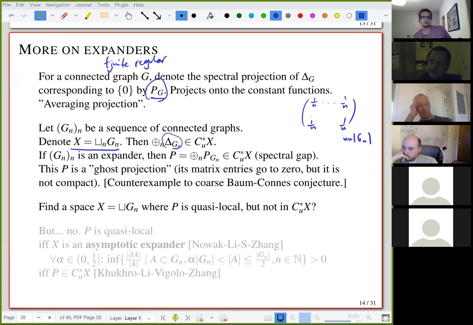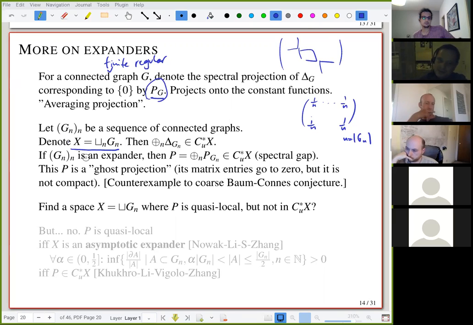For each individual graph, this delta sub gn is propagation 1 in the metric on the finite graph. And so if I take the direct sum, that's going to be a propagation 1 operator on any LP of x. It's going to look like this, a block diagonal where the blocks correspond to the individual graphs. So it's propagation 1, it belongs to the row algebra. Now I switch to just talking about sister algebras. So it belongs to the uniform row algebra, sister algebra of x.